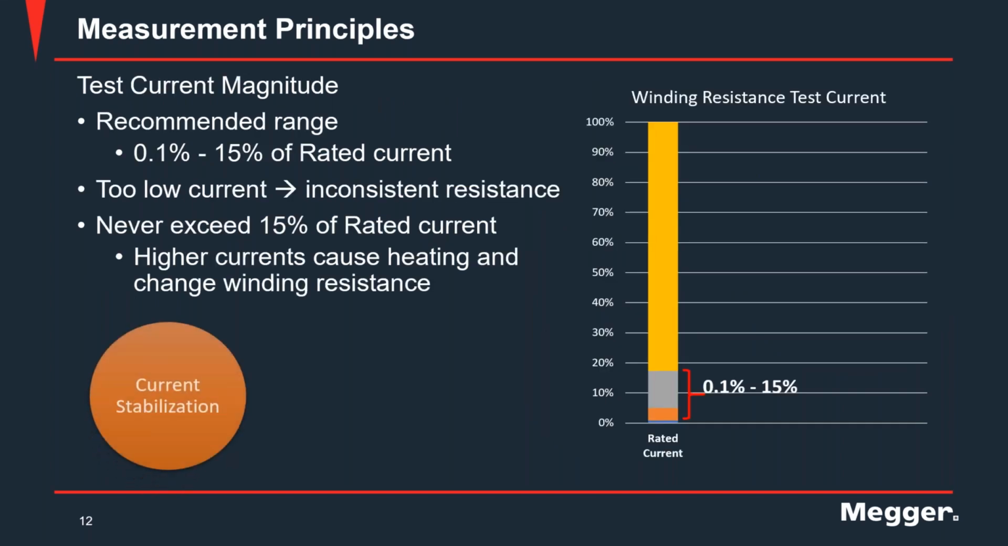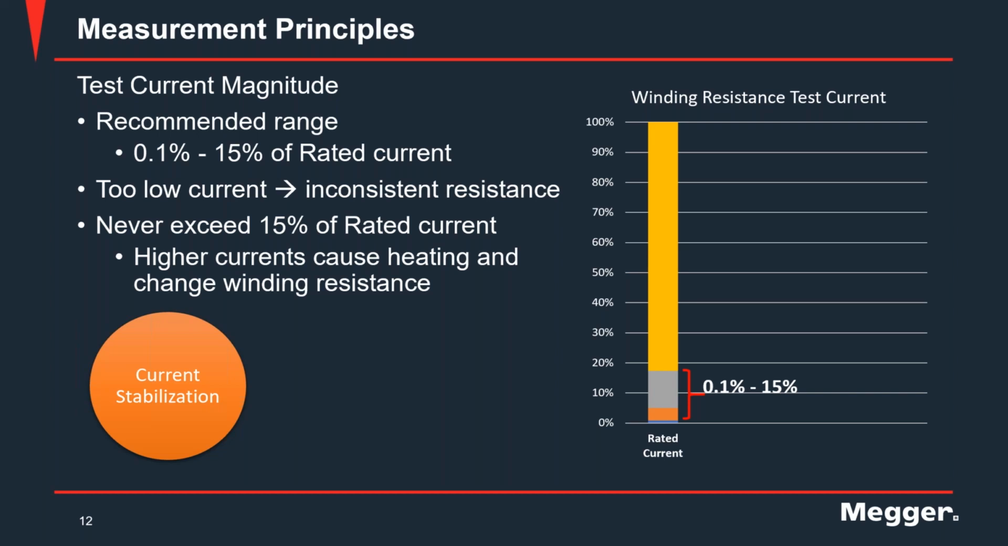We looked at current stabilization being a measurement principle of winding resistances. So what should be the proper method to achieve current stabilization? We'll start with test current magnitude. If you review industry standards, the recommended range for the right test current is within 0.1 to 15% of the rated current. We'll review both ends of these specifications.